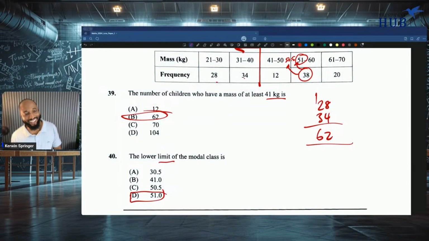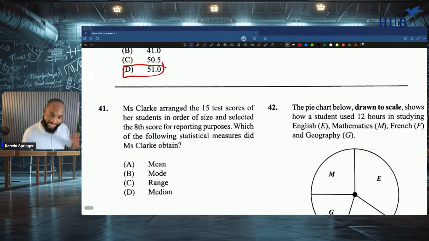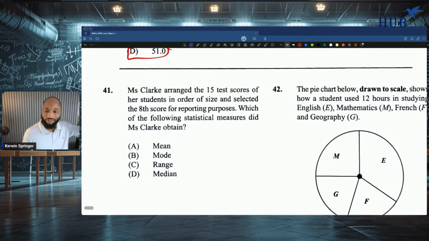Sonia, you know nothing to worry about. Your life sweet right now. Sonia, give you a chance now. Sonia, enjoy your holidays now, Sonia. Miss Clark arrange the 15 test scores. You'll come back for them next time.